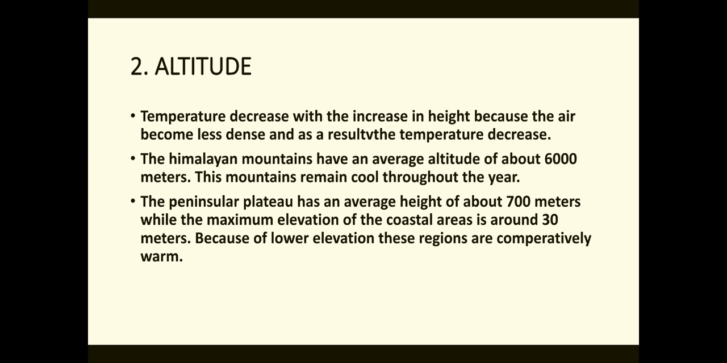For example, the Himalayan mountains have an average altitude of about 6,000 meters, which is quite high. These mountains remain cool throughout the year, and in winter they also prevent the cold winds of Siberia from entering the country. On the other hand, the peninsular plateau has an average height of about 700 meters, and the coastal areas are around 30 meters. Because of these lower elevations, these regions are comparatively warm.